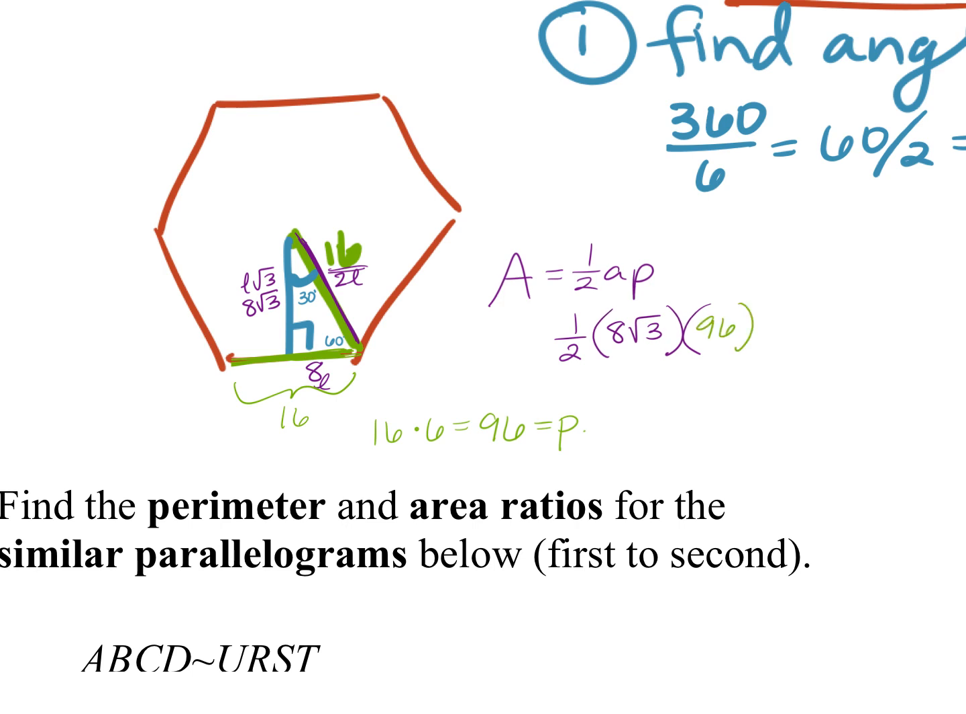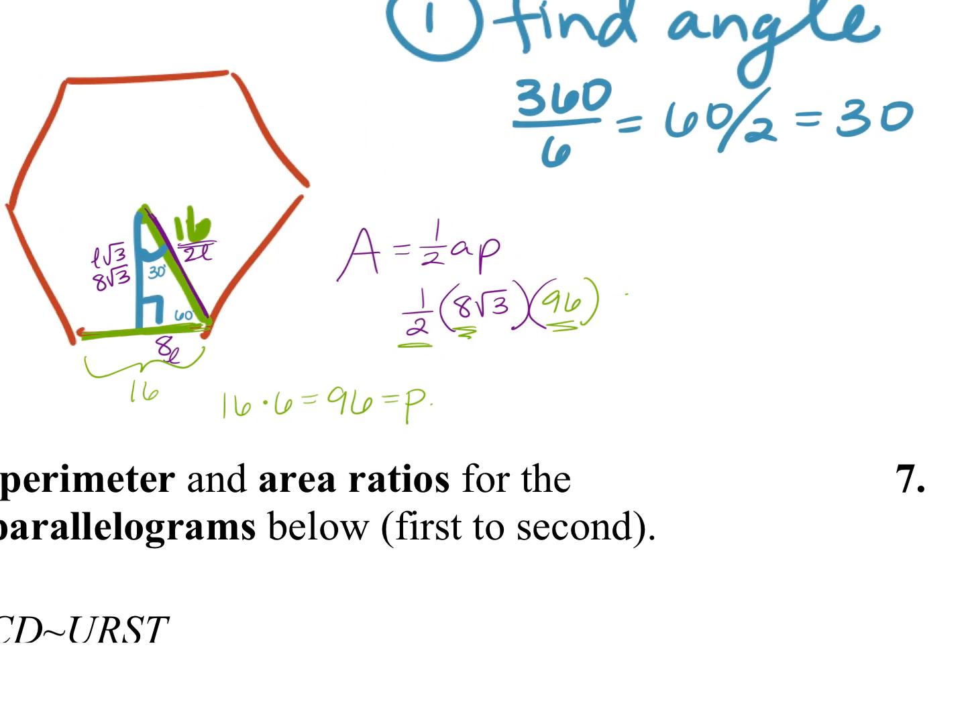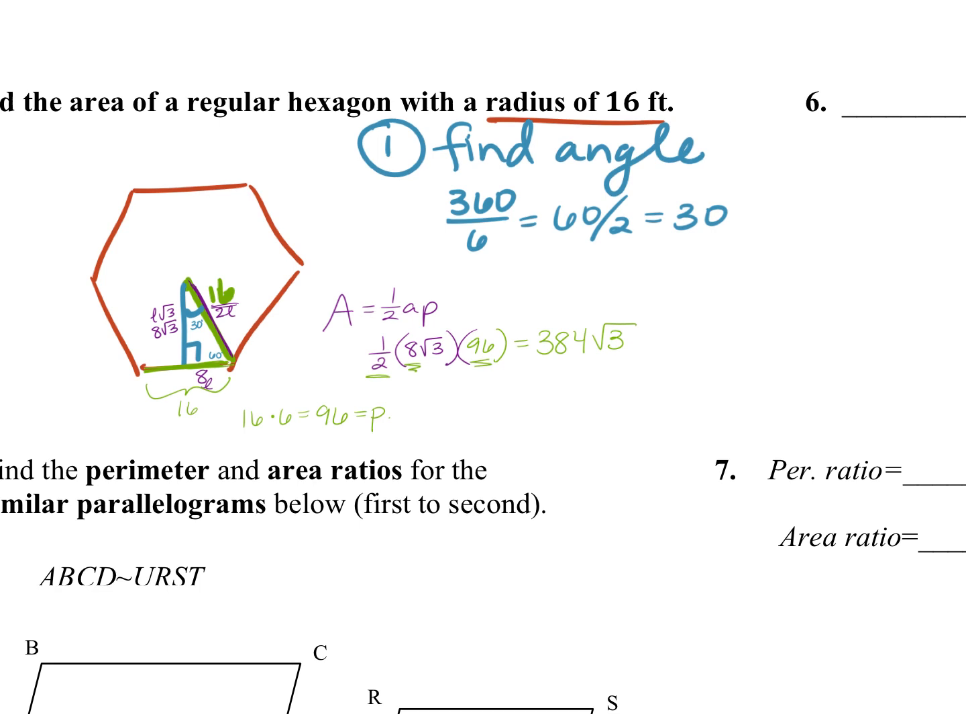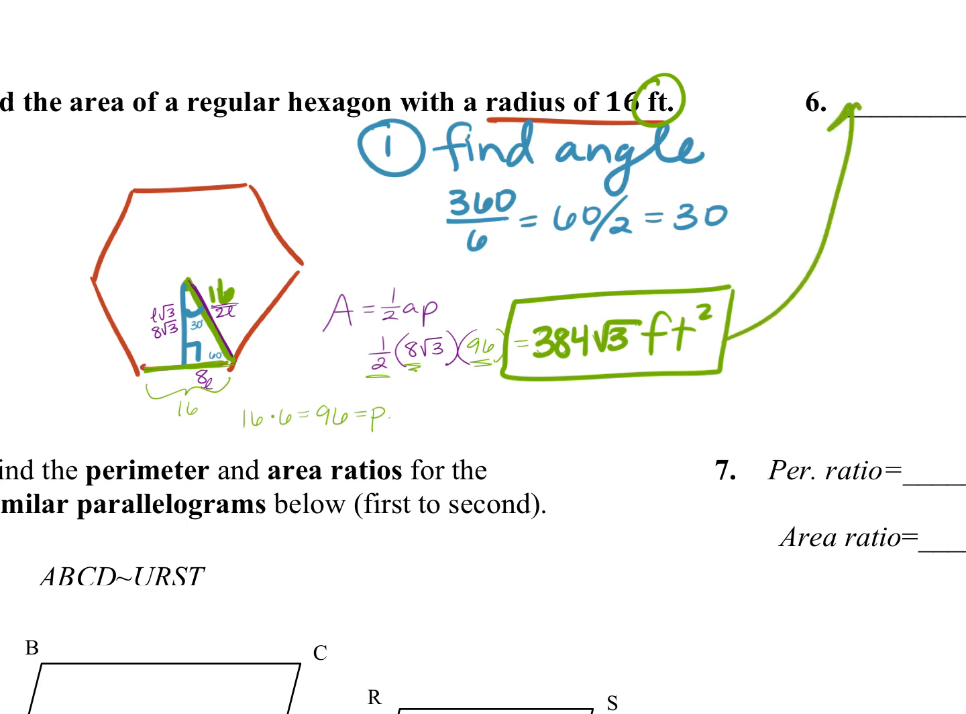Okay. Now, if you leave this in simplest radical form, you would do 1/2 times 8 times 96. 1/2 times 8 times 96 is 384. And then you would attach your rad 3. And it said it was in feet. So feet squared would be your area. Okay, that would go there.